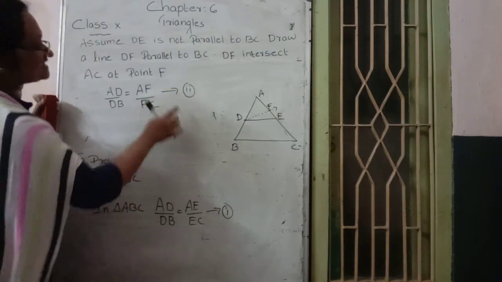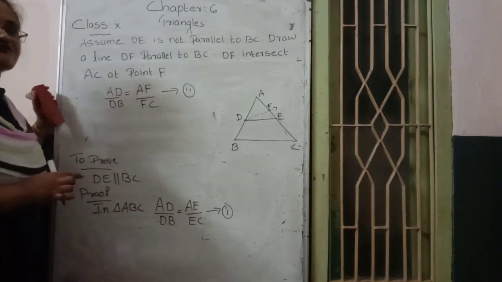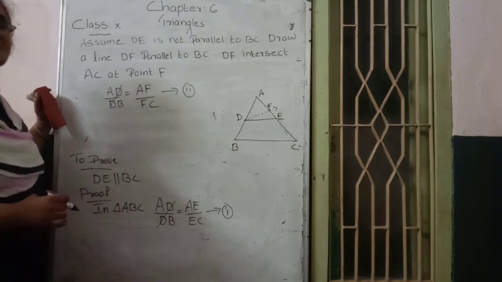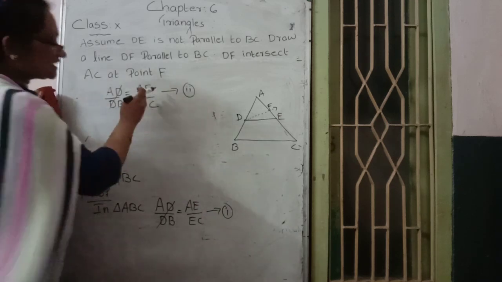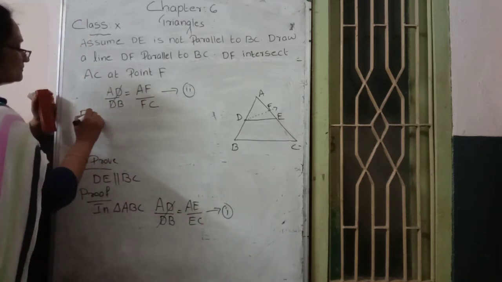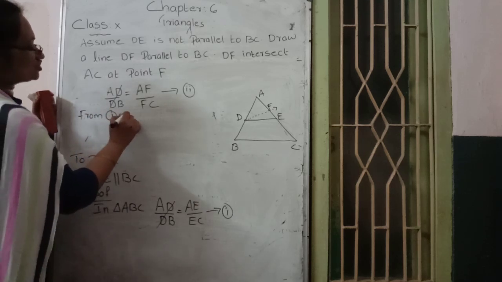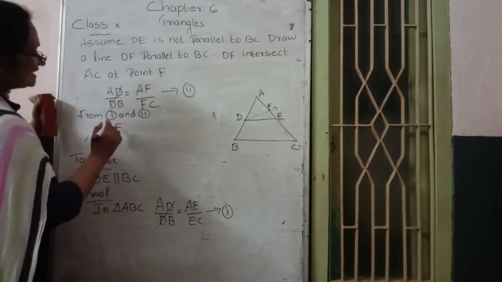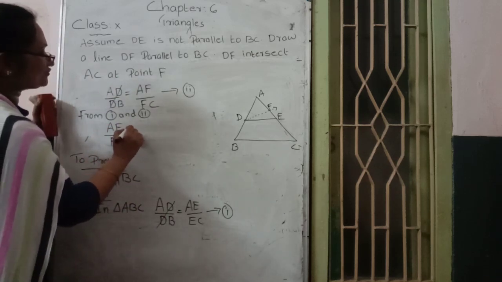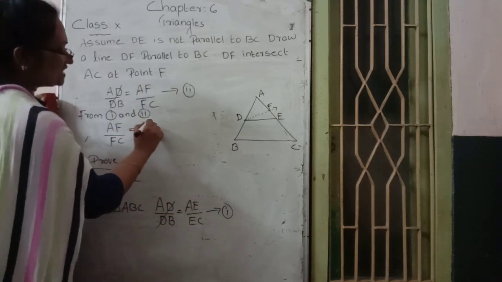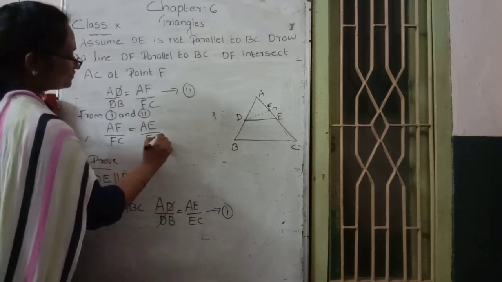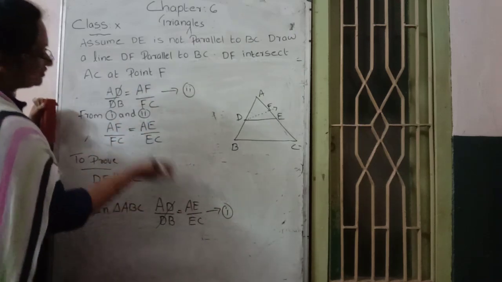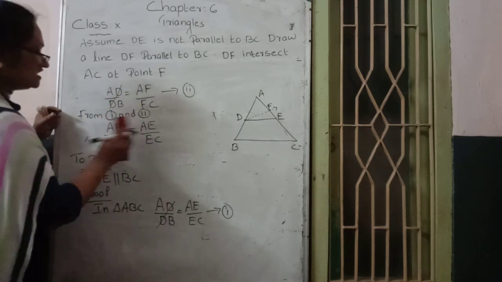Then compare the first and second equations. The ratio AD by DB is common, so we leave that and take the remaining part. From equations 1 and 2 we can reach that AF by FC is equal to AE by EC. You can write the equations in any order, first or second, any way you like.